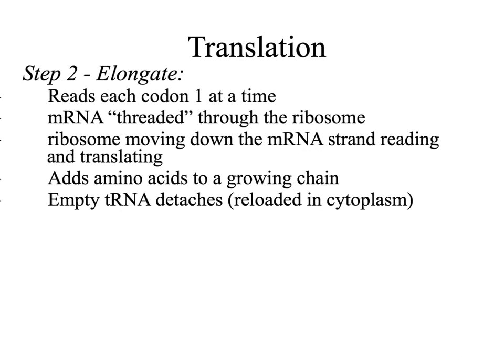The second step of translation is elongate. Remember, we are building an amino acid sequence or a protein during this process. So during elongation, we will be elongating the protein. The first part of elongation is when the codon is read by the ribosome. The mRNA is being threaded through the ribosome, and the ribosome will match a corresponding tRNA to the codon as it moves through. The amino acids are then connected together using a peptide bond, and empty tRNAs are discarded, leaving the ribosome to go be recycled and reloaded in the cytoplasm.